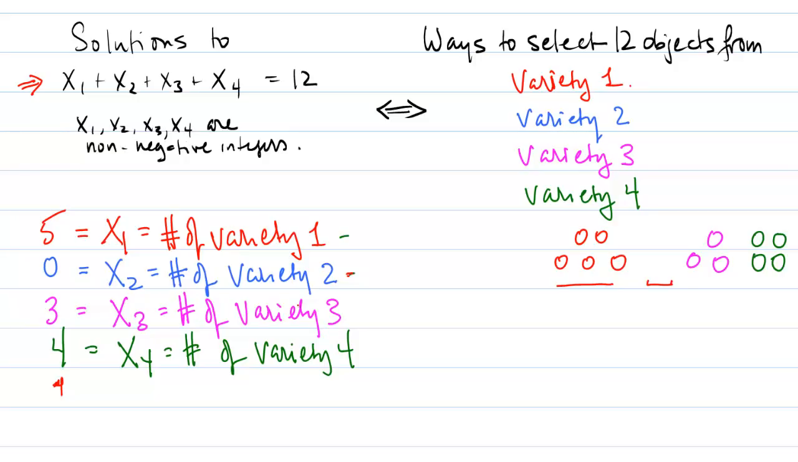Since we have a bijection, the number of solutions to the equation is equal to the number of ways to select 12 objects from 4 varieties. We saw earlier that the number of ways to select 12 objects from 4 varieties is 12 plus 4 minus 1, choose 4 minus 1, which is equal to 15 choose 3.